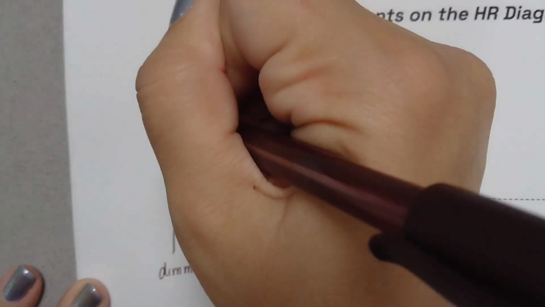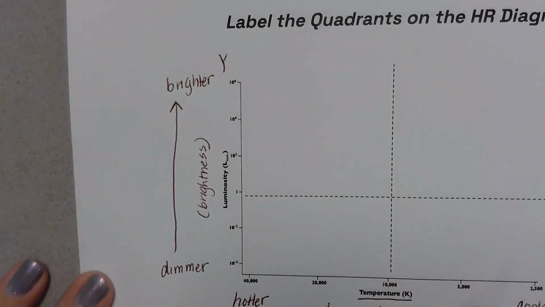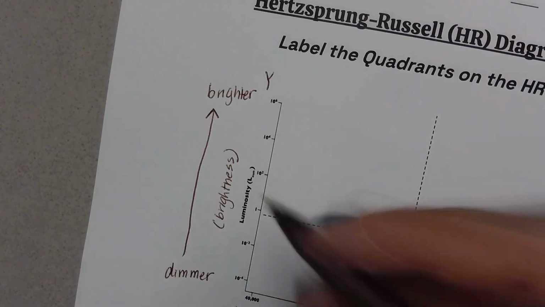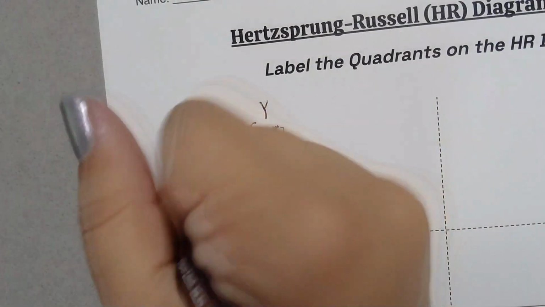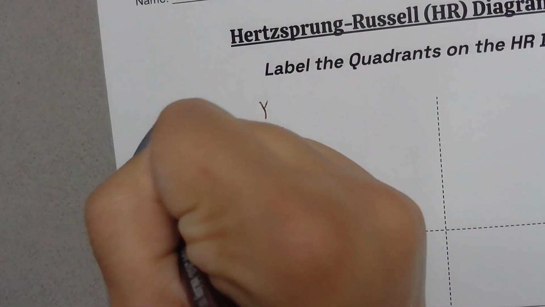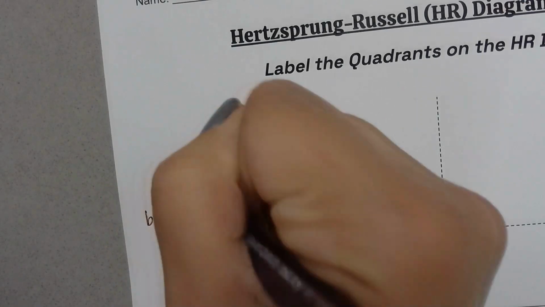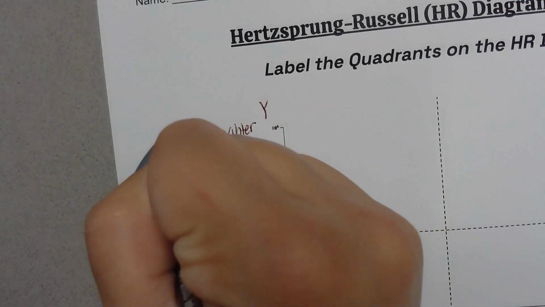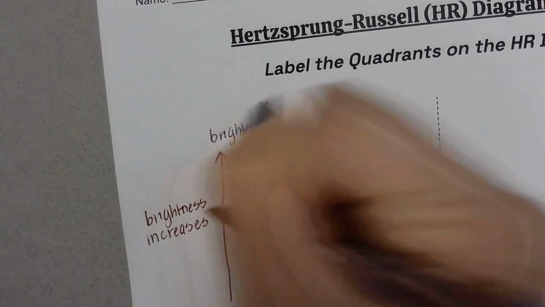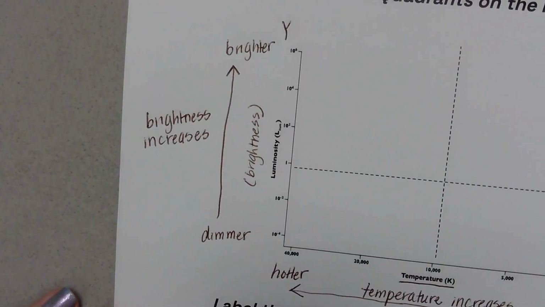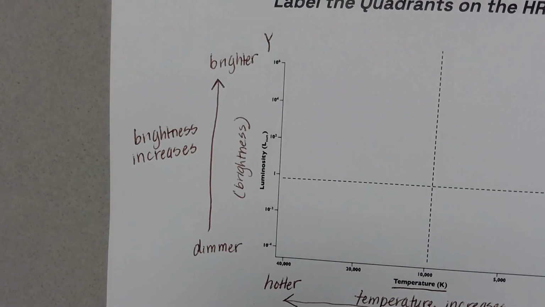And brightness increases, so I'll just write that like this. Brightness increases going from bottom to top on the graph.